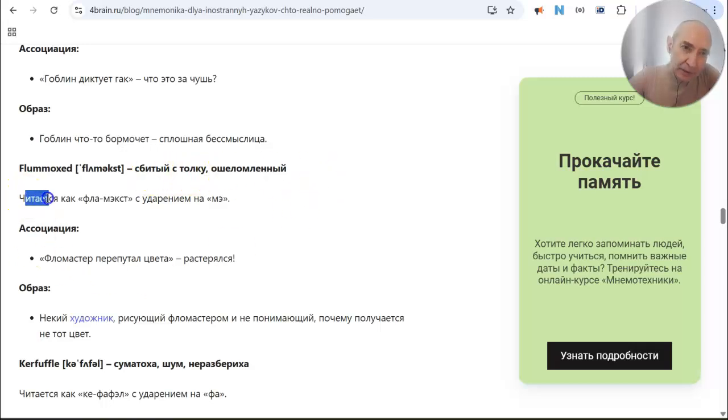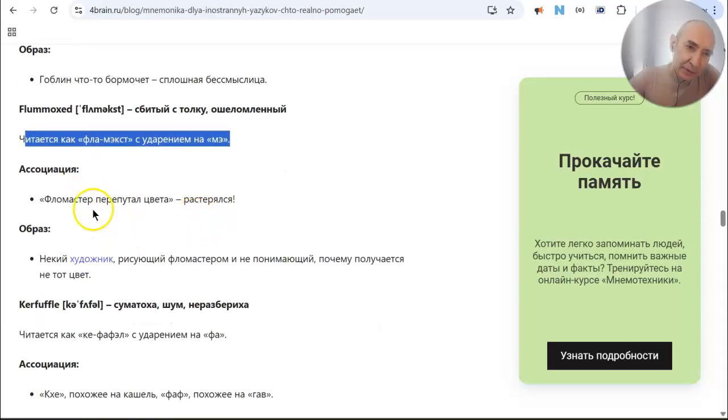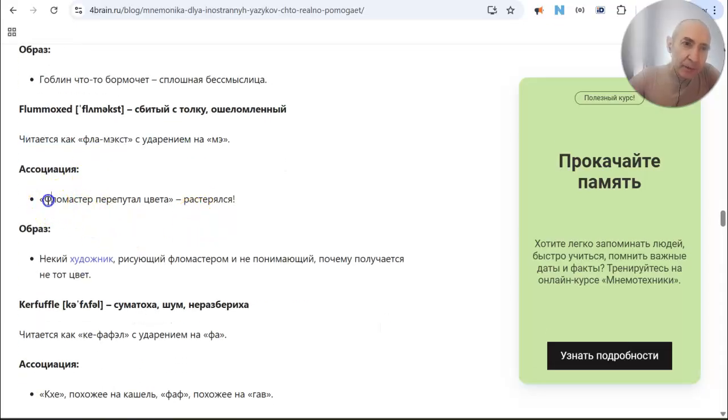Читается как flummoxed с ударением на ме. So it's read as like that, with the emphasis on ме. Association. Фломастер перепутал цвета. Растерялся. So фломастер means marker. Перепутал, confused. Цвета, colors. So the marker, фломастер. Перепутал, mixed. Yeah, because that's flummoxed, yeah?